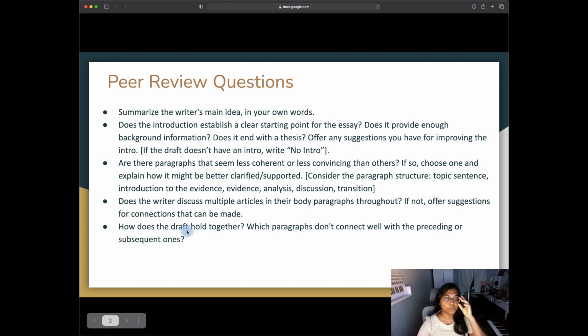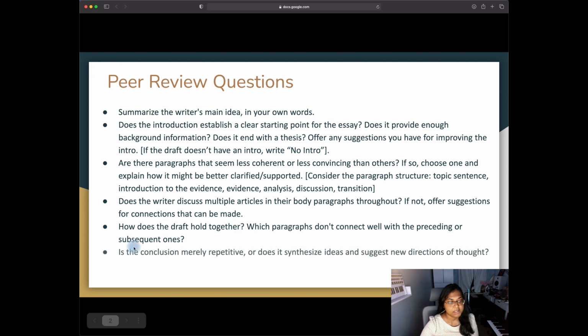How does the draft hold together? Which paragraphs didn't connect well with the preceding or subsequent ones? You just want to look at the overall organization of the essay. If paragraph 3 would flow better if it's replaced or switched out with paragraph 1, then that's an example of looking at overall organization and making suggestions for that.